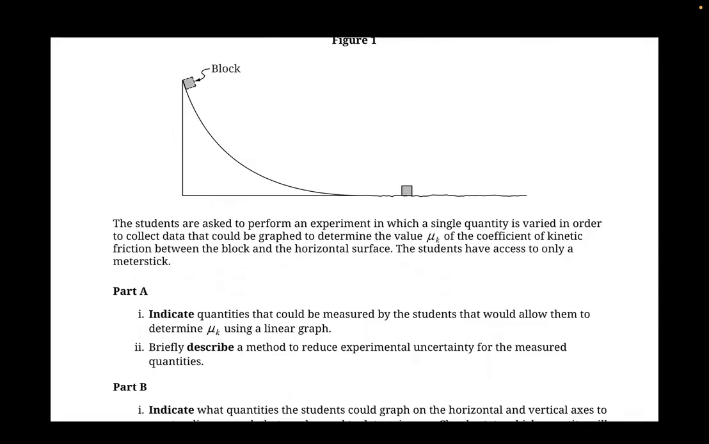Students are asked to perform an experiment in which a single quantity is varied in order to collect data that could be graphed to determine the value mu sub k, the coefficient of kinetic friction between the block and the horizontal surface. And we only have a meter stick.